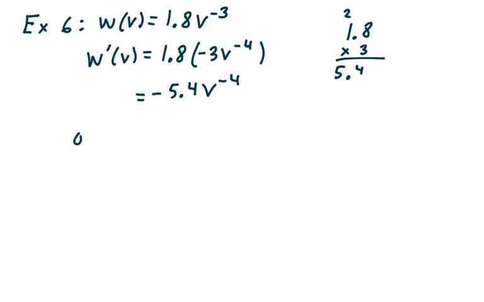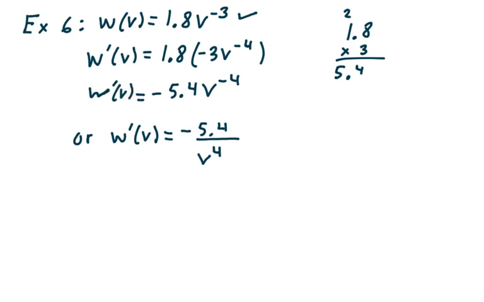Now, or if you want to, you can say w prime of v is negative 5.4 over v to the 4th. Either one's okay. And now remember, in the beginning, notice how we have a negative exponent. And so in the answer, if we have a negative exponent, that's acceptable. Okay? So I'm going to put a box around this, a rectangle. So that's example 6.